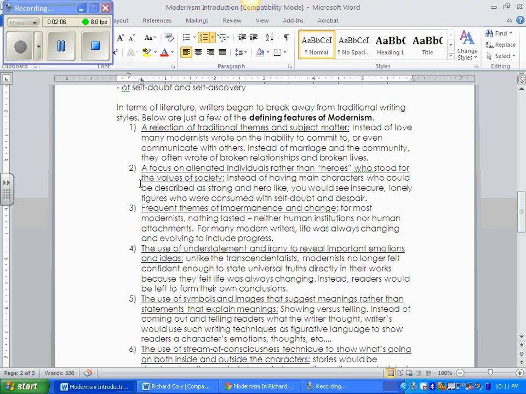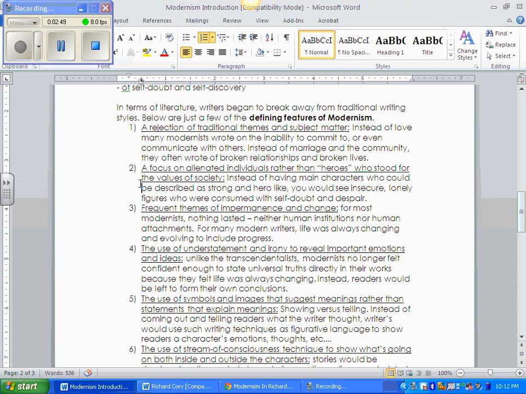For the second definition, a focus on alienated individuals rather than heroes who stood for the values of society. I know it's a little bit of a mouthful, so let's break it down. When it refers to alienated individuals, you're referring to characters who are kind of the loner characters. They're alienated by society and by friends, people in the community, because they're maybe different and they don't stand out as a heroic character. So typically, you would have in stories these characters that we'd actually look up to. Here, you have the quiet character that most people wouldn't notice.